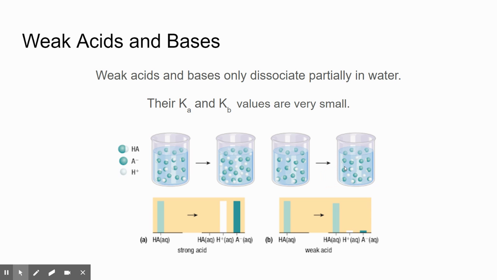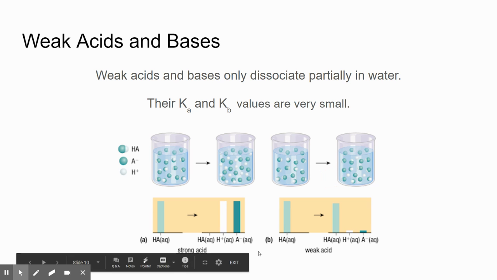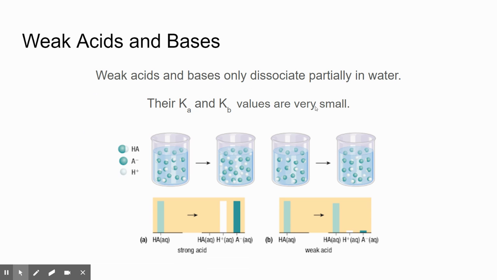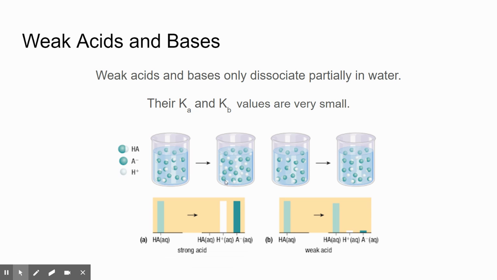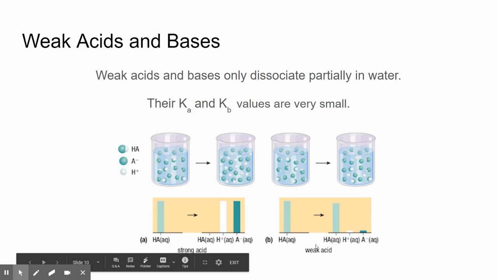Okay, and then really quickly, we're going to talk about Kas and Kbs. So basically, weak acids and bases only dissociate partially in water. So if you look here, this is a strong acid. Strong acids totally break apart. So you can see here, all of them are broken apart into their ions. So there is no Ka or Kb value for strong acids and strong bases. Whereas weak acids, only very small amounts of it break apart. So it doesn't go all the way to completion.